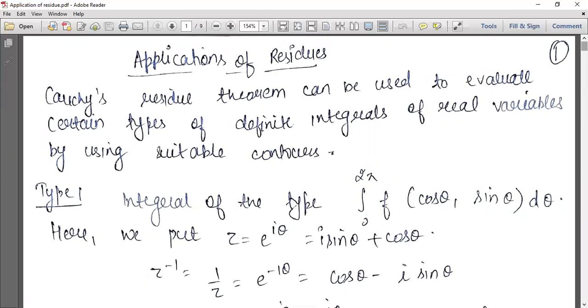And again, in type second and type third, you have the same contour, that is a large semicircle with center at the origin, which lies in the upper half of the plane, and the diameter is the real axis. So these are the three particular types of integrals having real variables which can be solved using the Cauchy residue theorem.